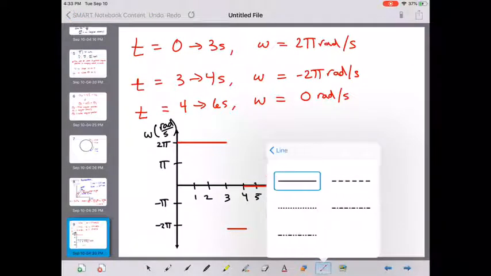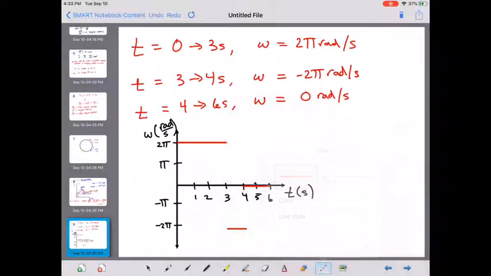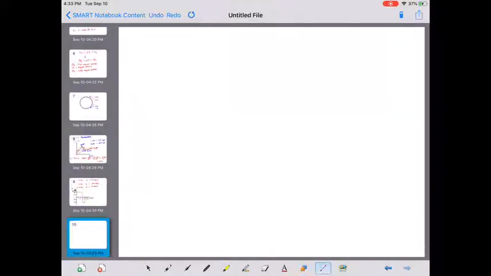So looking at this in total, what we end up seeing is a graph that looks pretty much exactly what we would see on a velocity versus time graph, except here we're looking at angular velocity versus time from angular position. Okay? So some things that we can derive from this.